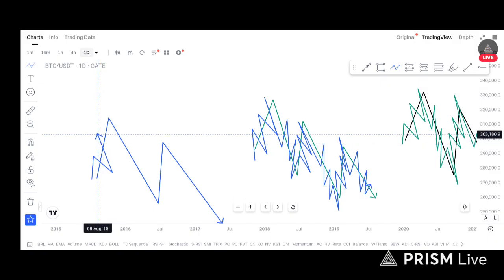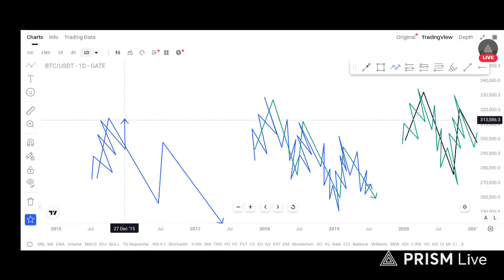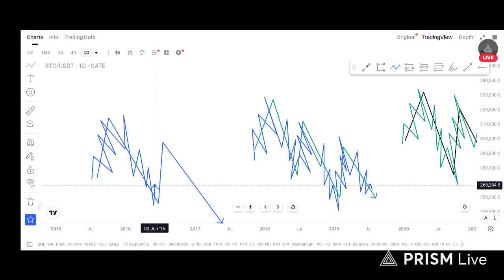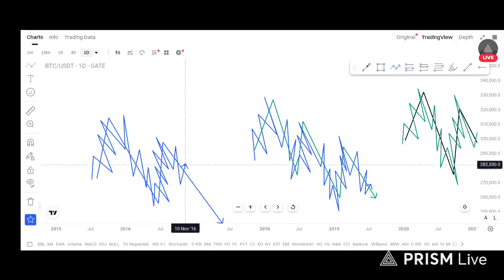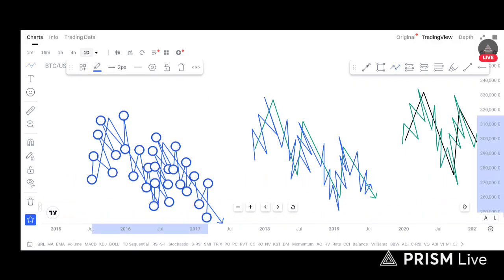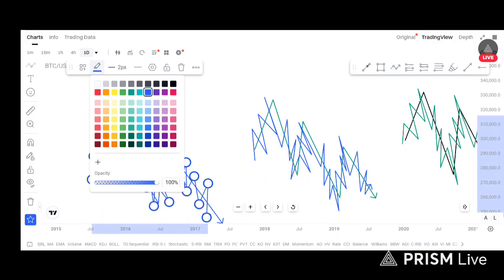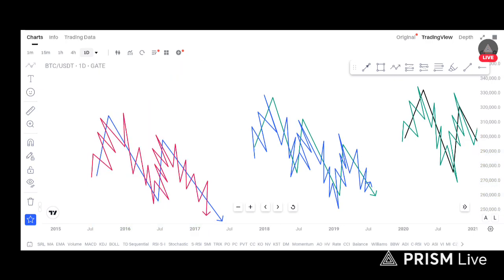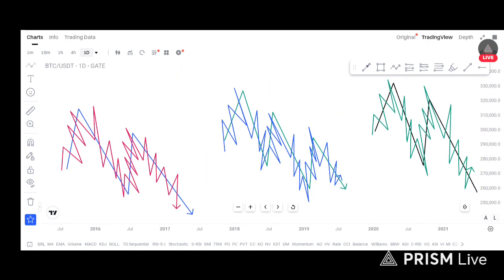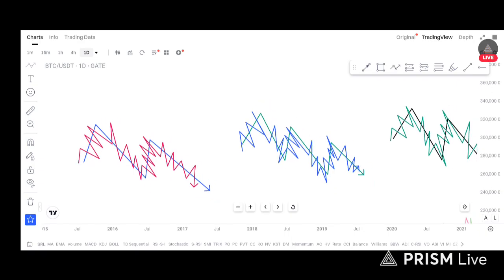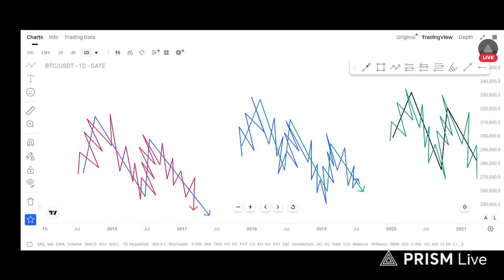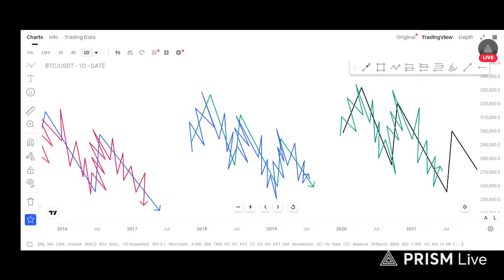Uptrend, downtrend, uptrend, downtrend. We are now in a downtrend. Are you feeling me? Very simple. After this, we are going to look into the chart and see whether what we are talking about is practical, or am I just kidding you? Have you gotten the whole concept? I believe you have understood the concept.